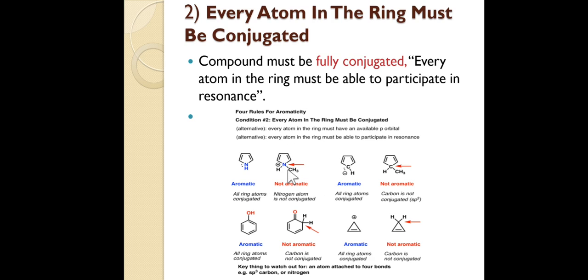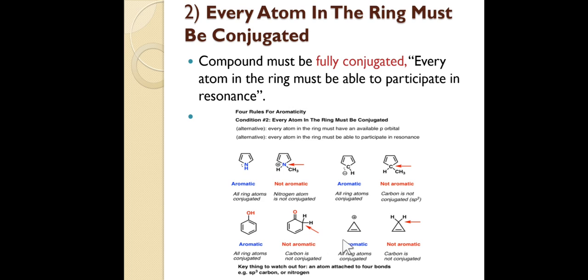This is not fully conjugated because nitrogen doesn't get any kind of delocalization. You can see here, this negative charge on the carbon is distributed all over this ring. But if we have this kind of compound, this is not aromatic, or I will say, this is not fully conjugated. Again, this is fully conjugated, this is not fully conjugated because this carbon is remaining out of the conjugation.